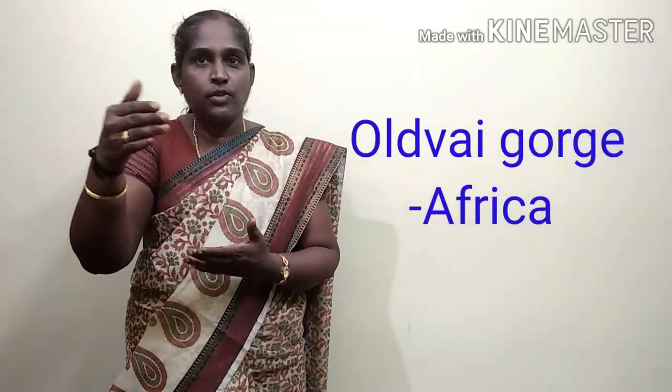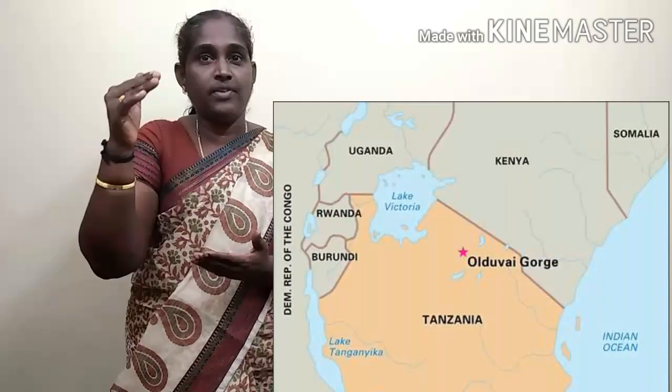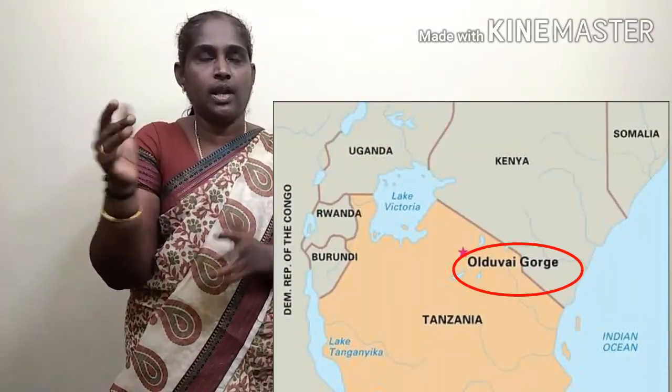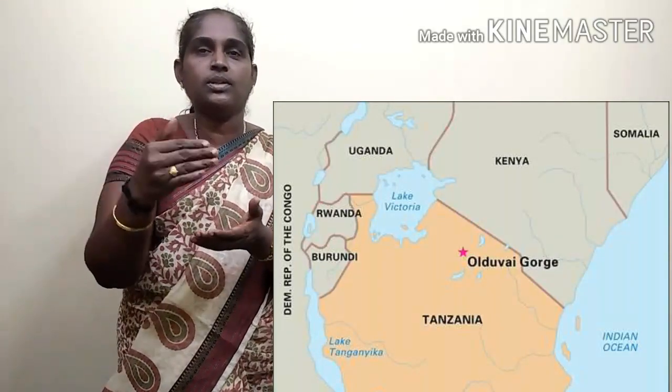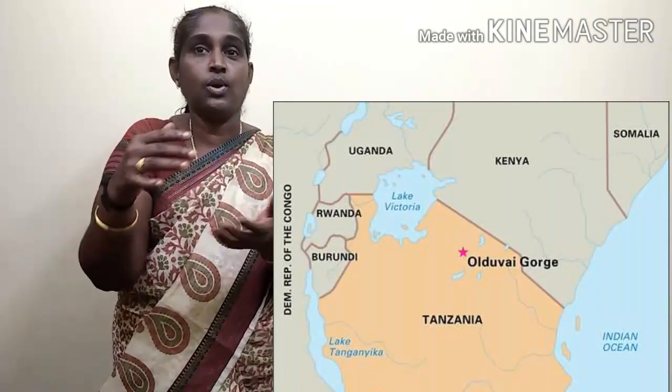Another type of tools are known as Old Darwin tools. These Old Darwin tools are found in Old Darwin Gorge in Africa. And you remember Old Darwin Gorge? Yesterday we studied it in the Africa map. The tools are found in Old Darwin Gorge, so the tools are called Old Darwin tools. They are 2 to 2.6 million years old.